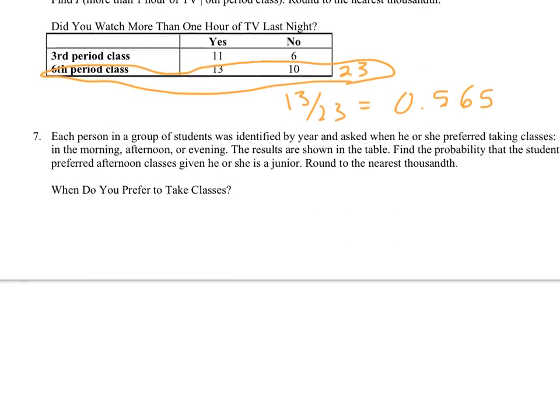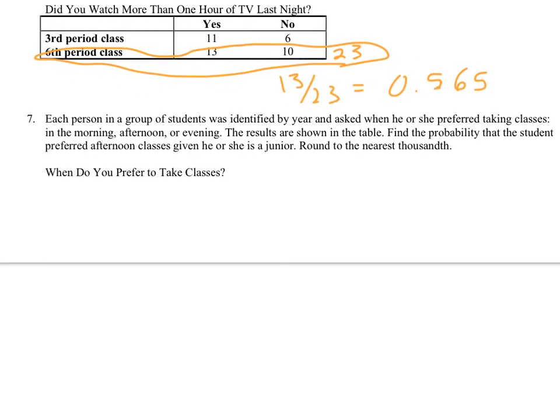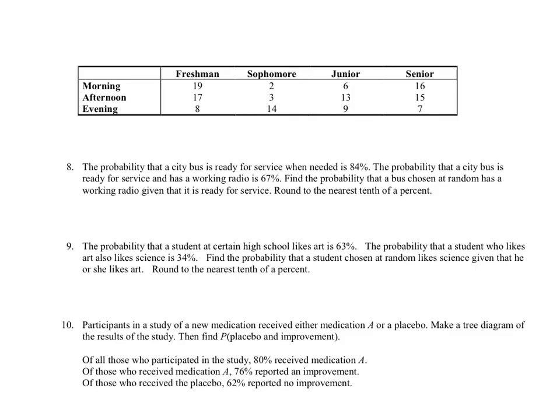Number 7, each person in a group of students was identified by year and asked when he or she preferred taking classes: morning, afternoon, or evening. The results are shown in the table. Find the probability that the student preferred afternoon classes, given he or she is a junior, rounding to the nearest thousandth. Apparently this didn't copy very well because the information is on the next page. So afternoon classes, given that they're a junior, and here's our information.